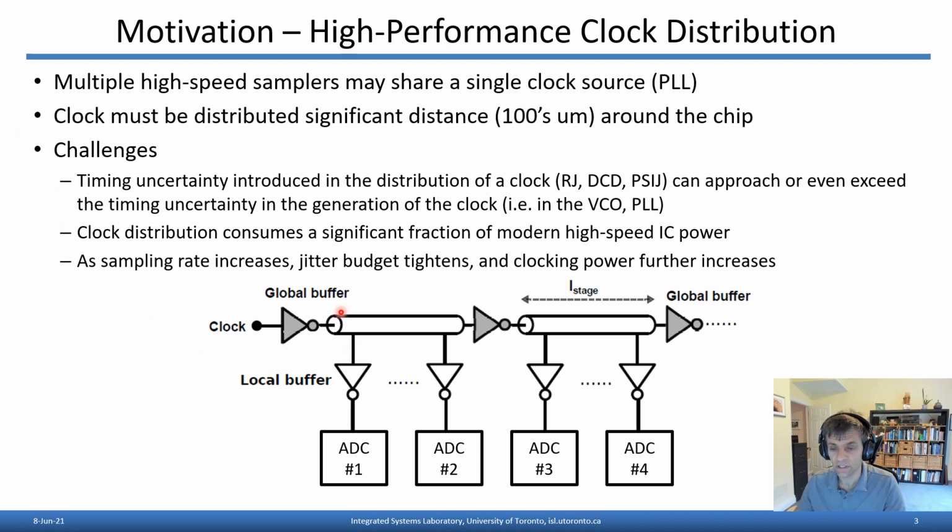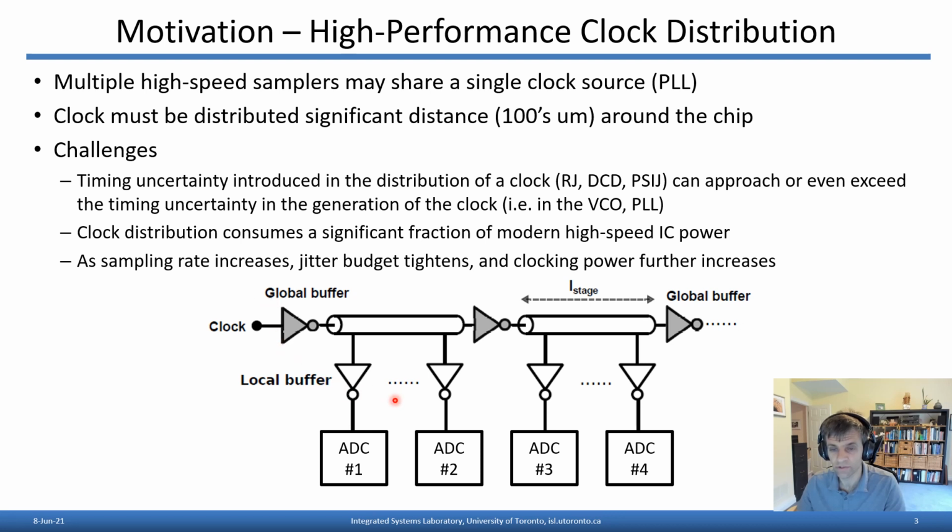First of all, the clock has to be repeated with buffers periodically, depending on the length of the clock distribution, and these all consume power. They also introduce timing uncertainty in the form of random jitter and duty cycle distortion. Power supply noise can introduce jitter, power supply induced jitter, or PSIJ. And the sum of all these extra jitter sources can approach or even exceed the timing uncertainty that arose in the clock generation circuitry, the VCO or PLL.